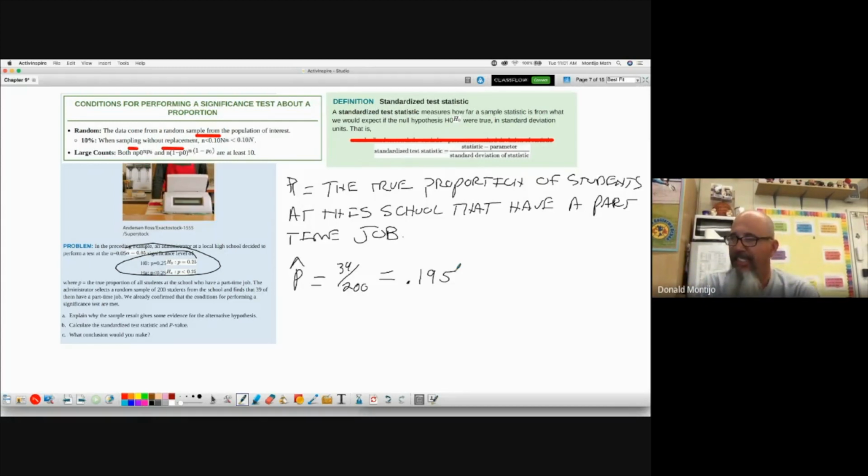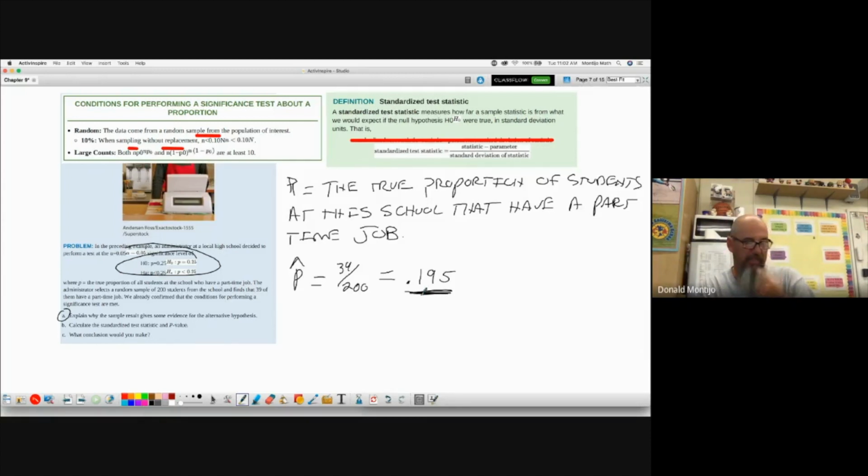Well, is this 19.5% uncommon? Is it statistically significant? Is it far enough away from the hypothesized value for us to not believe that 0.25 is true? Or is it likely just due to sampling variability or chance alone? So part A: explain why the sample result gives some evidence for the alternative. So why does this give us a little bit of evidence that maybe it's less than 25%?